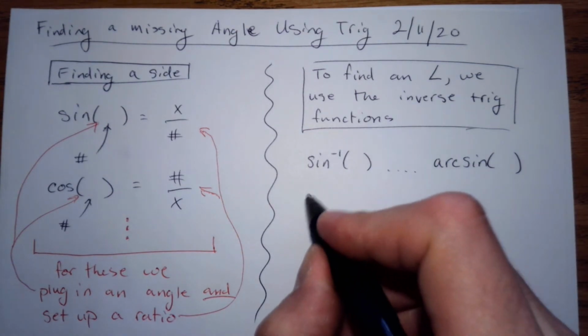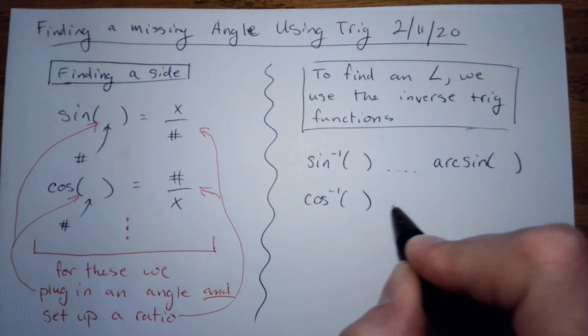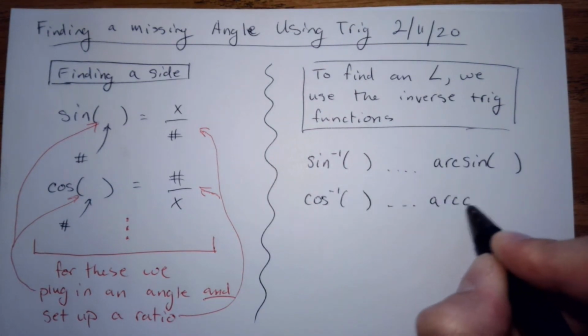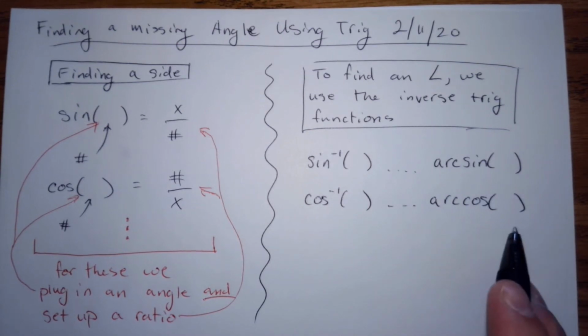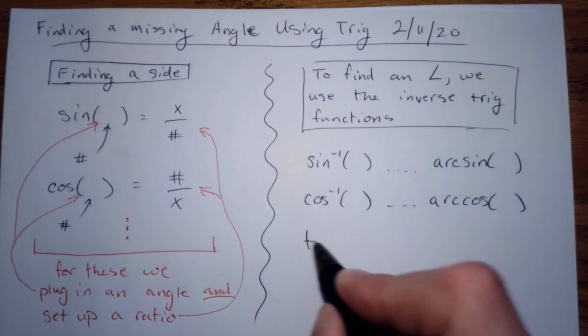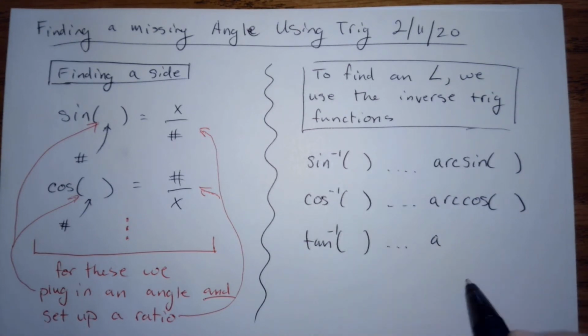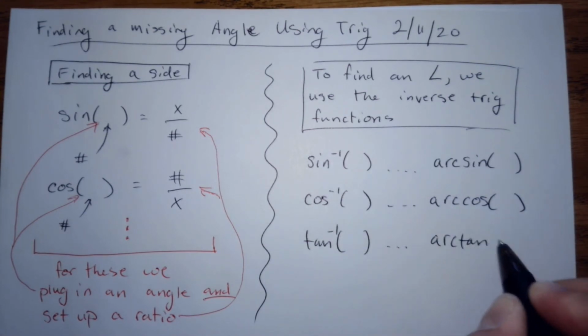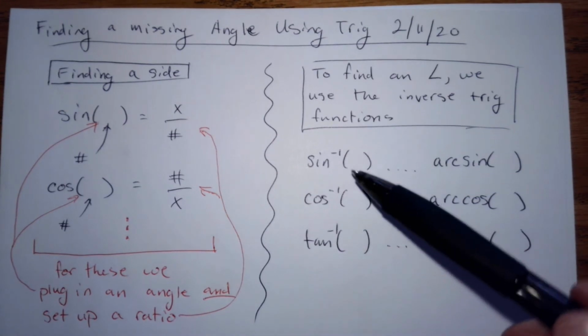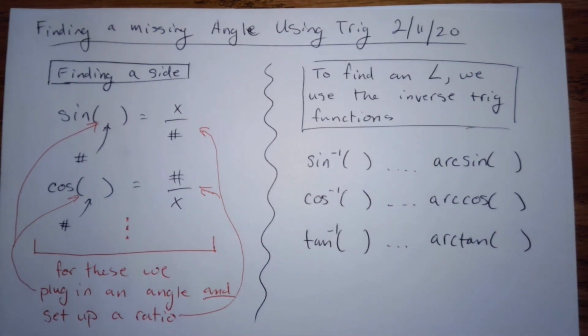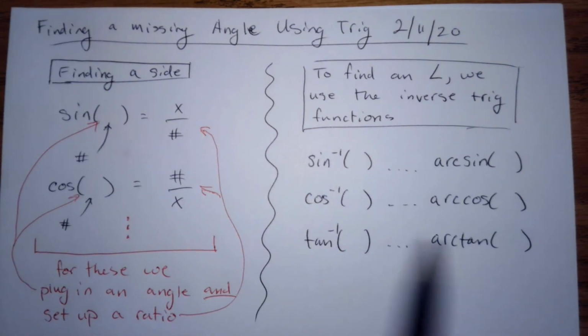Sine inverse, cosine inverse, or arc cosine. On some calculators, it'll show arc cosine. On some calculators, you'll see the cosine with the -1. And then tangent inverse, that'd be arc tangent. This is not the same thing as 1 over sine, just by the way. I don't know if you remember that notation, but it's not the same thing. So those are the inverse trig functions. These mean the same thing.